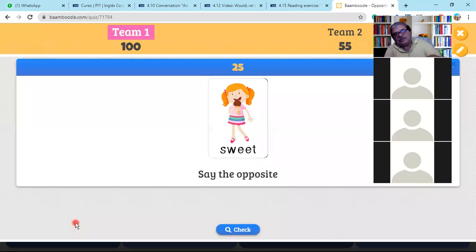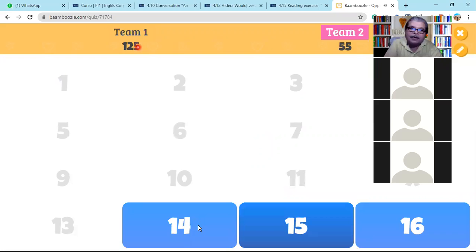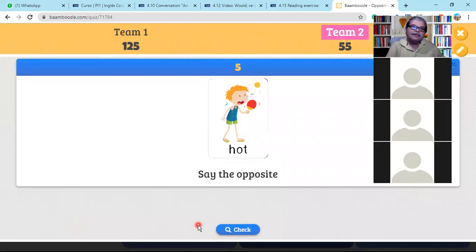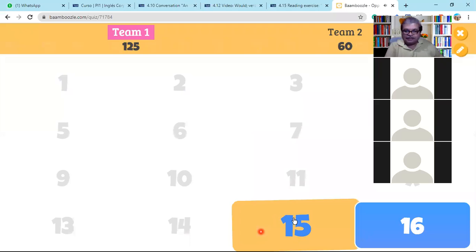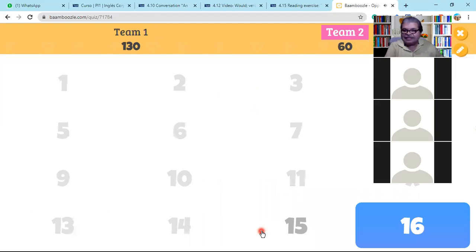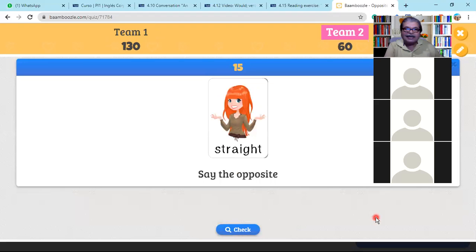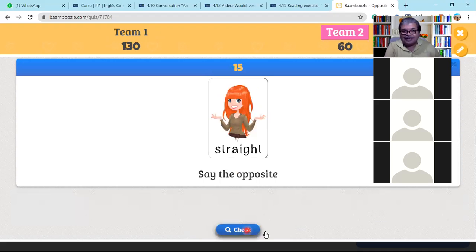Okay, girls. The opposite for sweet. Sour. Good. Very good. Okay, boys. The opposite for hot. Very easy. Cold. And girls, opposite for happy. Sad. Okay, boys are going to be sad. Okay, boys, finally, the opposite for straight. Curly. Okay.